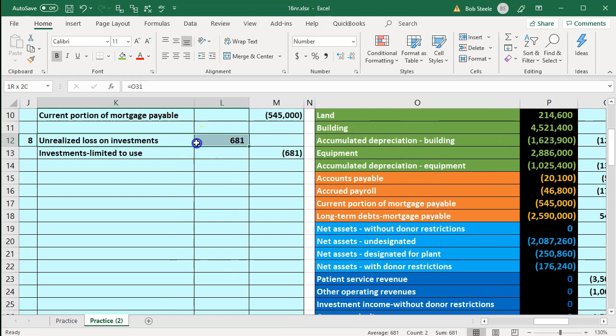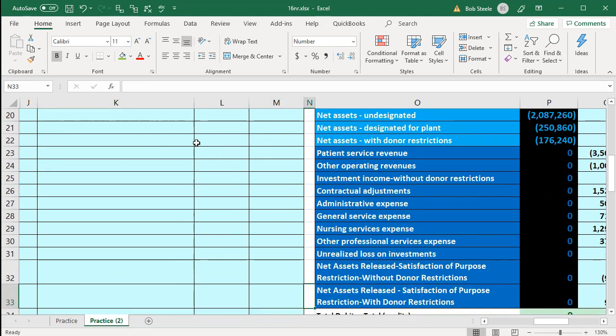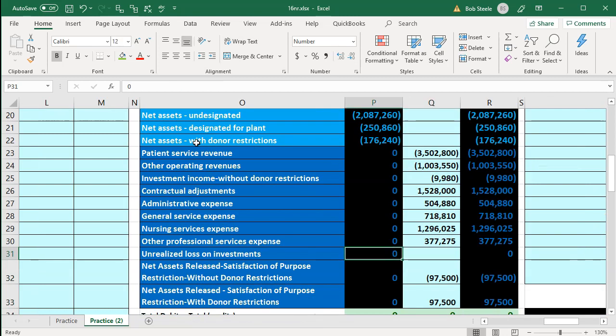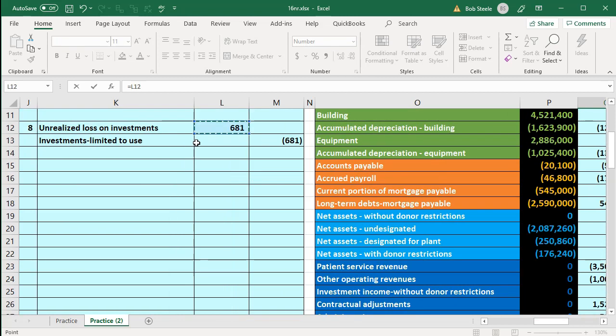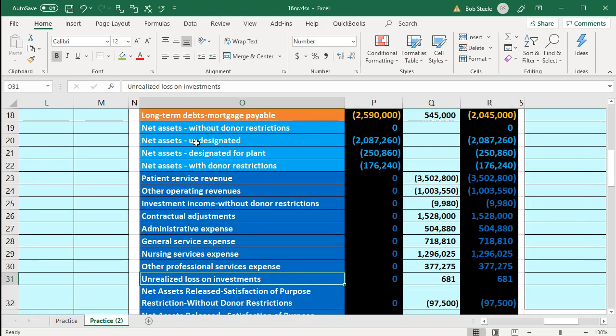So now we'll record this out. We're going to record the unrealized loss, the debit first. Scrolling back down, here's the unrealized loss on investment. We are in the middle column. We are in cell Q31. Within Q31, we're going to say equals, scroll over to, picking up the 681 and enter. So there we have that.